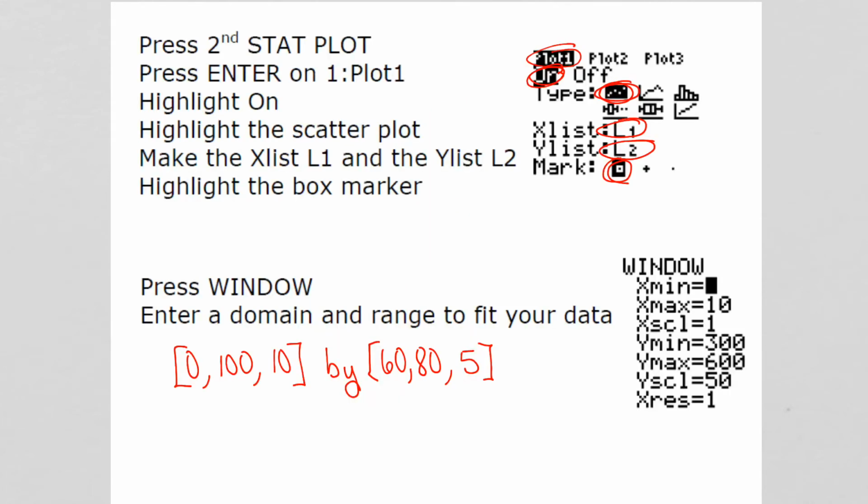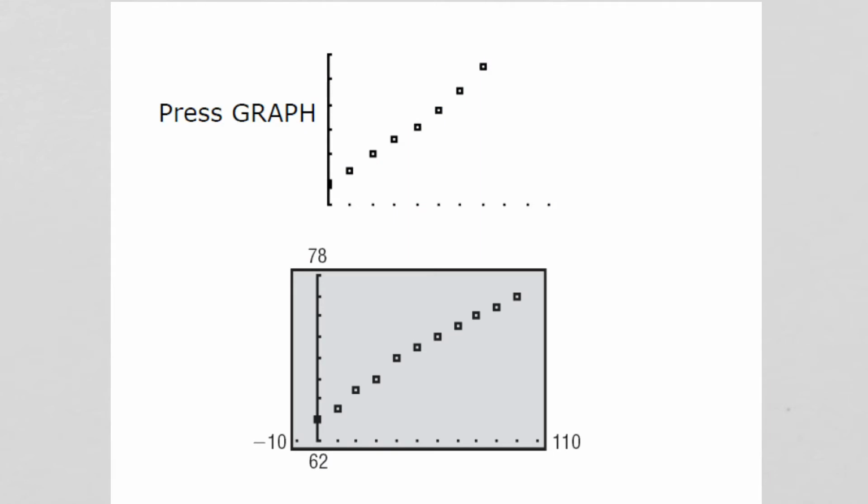So you would make sure your X min is 0 here. Your X max would be 100. The scale would be 10. The Y min would be 60. The Y max would be 80. And the scale would be 5. And you don't really have to worry about this one. Leave it at 1. And when you graph it, you'll get the one that fits the data that we had. Again, this one's a little bit different.